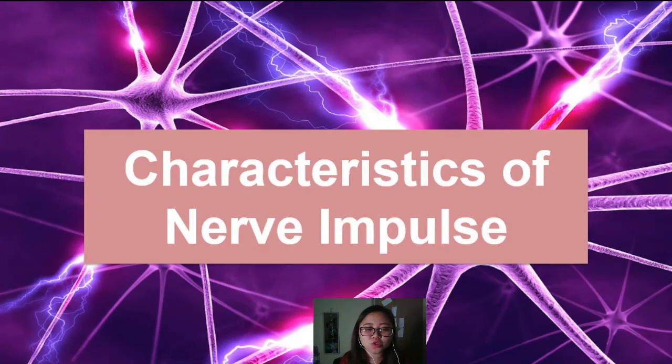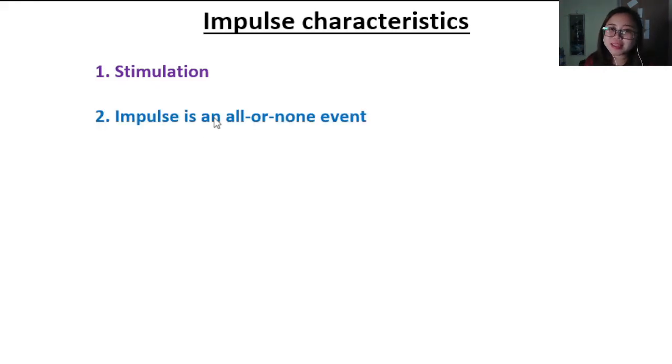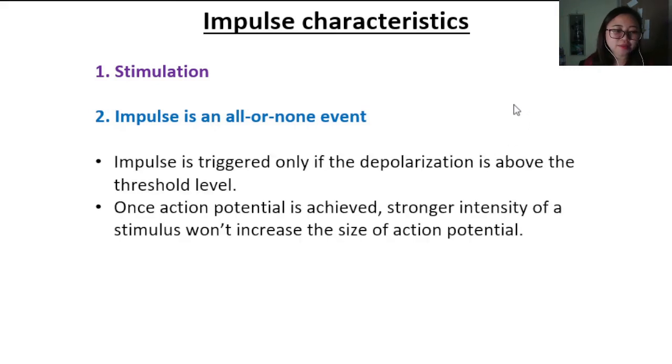And that brings us to talking about the characteristics of the nerve impulse. So mari kita cakap pasal ciri-ciri nerve impulse. There are three main characteristics when we talk about the impulse. So the impulse, first of all, is a stimulation. Dia adalah satu stimulus, okay? And secondly, an impulse is an all or none event. Sama ada dia ada ataupun tiada.